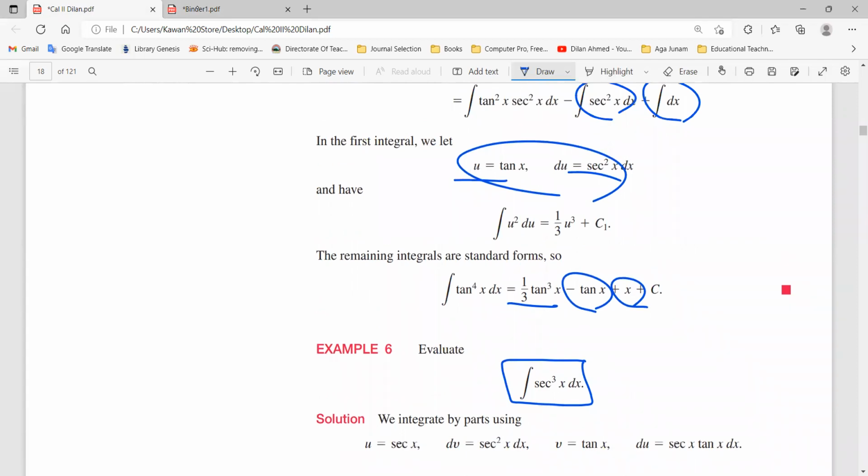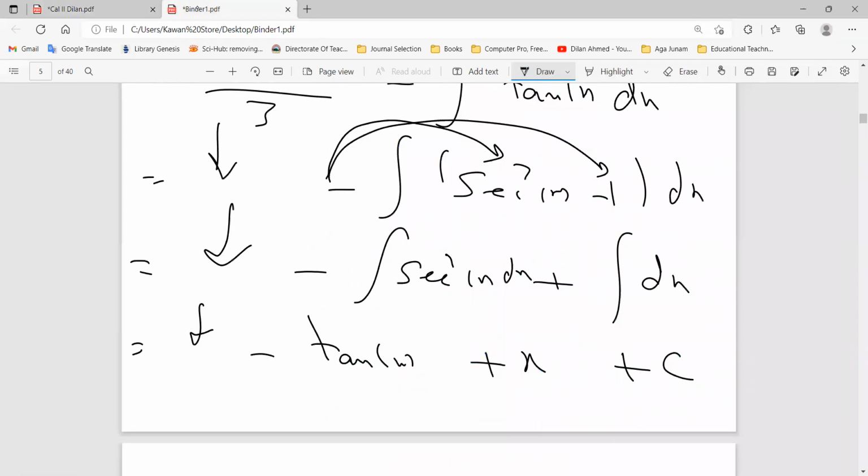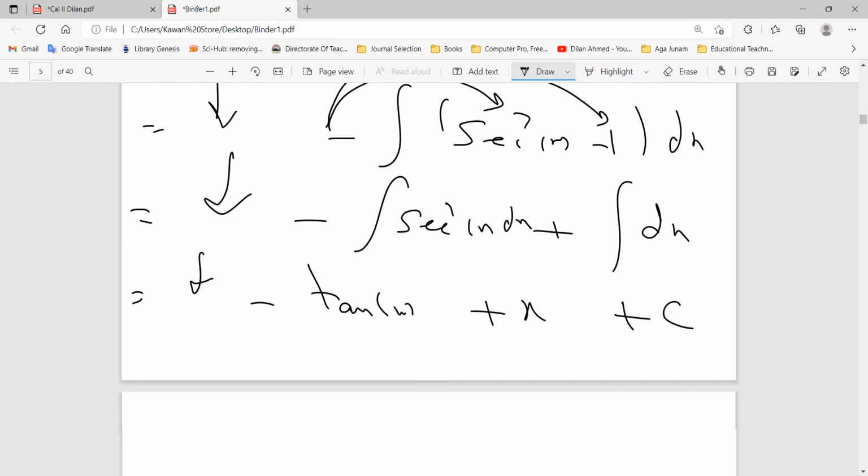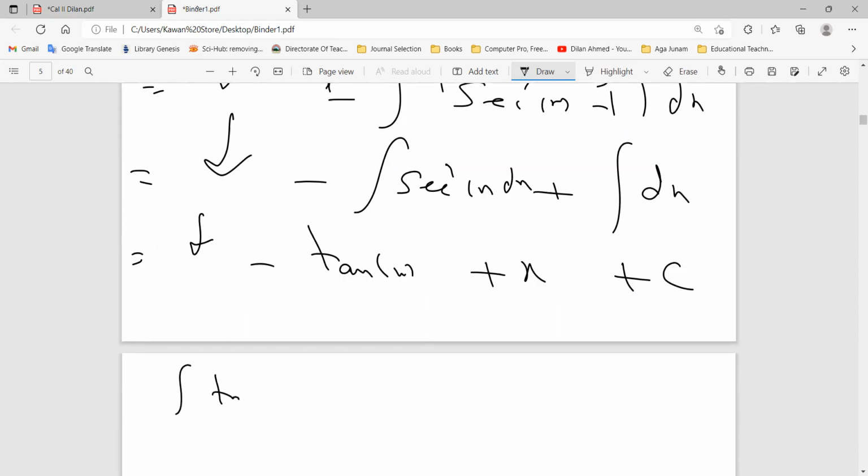Do you have any question about tan with secant square? So if I have tan to power 2, tan to power 4, 3, how do I change it? Hello? You got it? Good. So try to solve tan to power 3, for example, at home. How to solve that one?